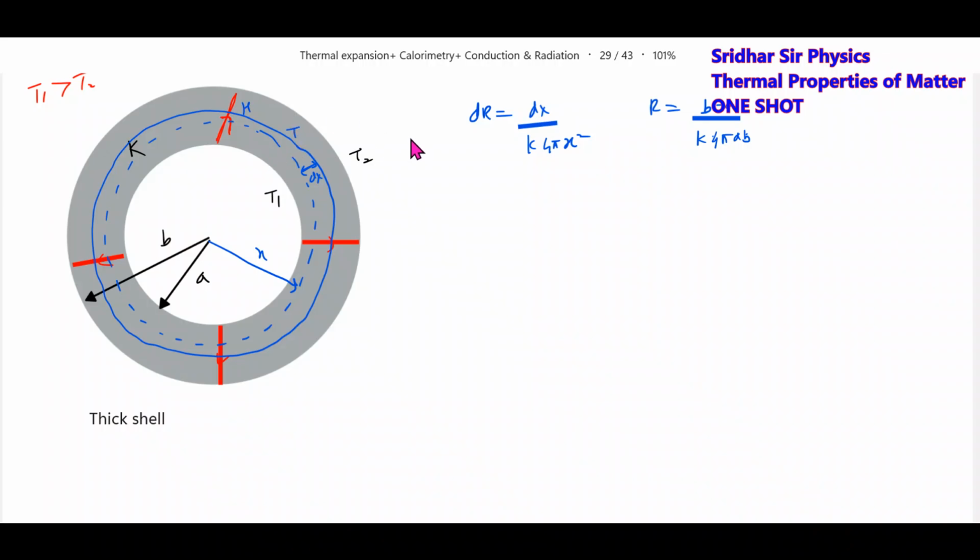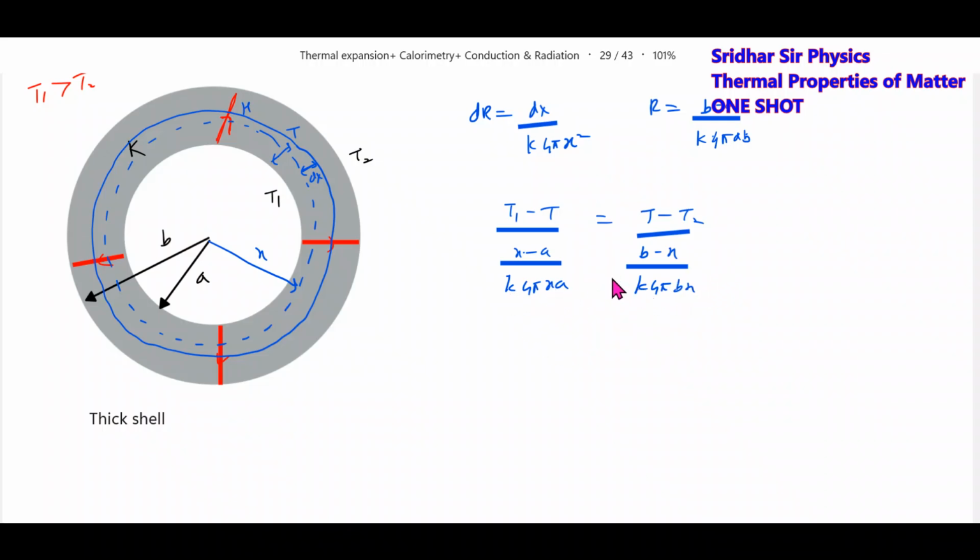Then how to calculate the temperature at any point? The same formula. Suppose you can break this up into two shells. The same heat will pass through it. So this will become (T1 minus T) by the thermal resistance of this part, which will be (x minus a) by k into 4 pi xa, is equal to (T minus T2) by the other resistance. Now from radius A to X it will have one resistance, and X to B it will have one resistance. We have to calculate the temperature at a radial distance X. So the second will become (B minus X) by k into 4 pi B into X.